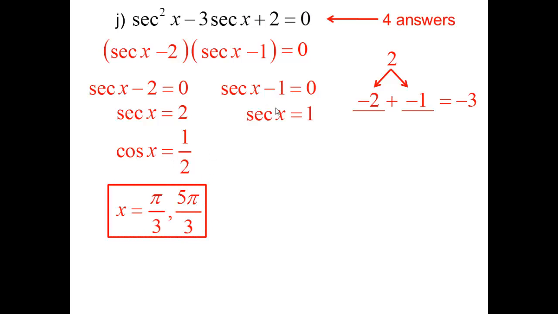Secant equals 1. Well, secant becomes cosine, and when I flip 1 upside down, it's still 1. Cosine equals 1 only at one location, not pi over 2, because that's the sine value. Cosine equals 1 at 0.